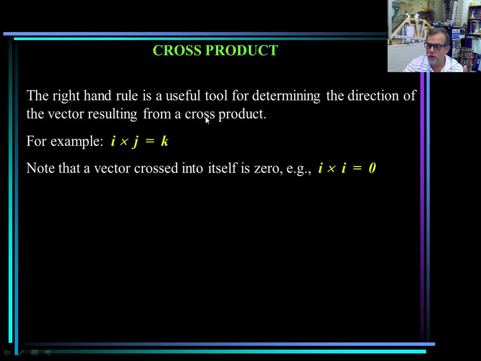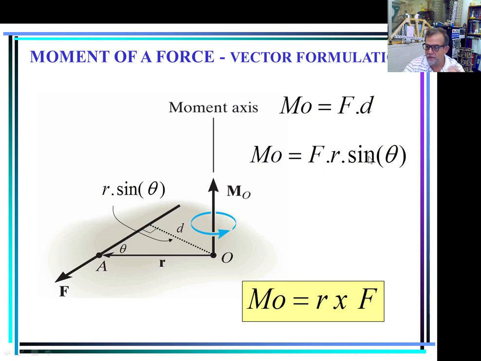And the right hand rule is used, remember that, the right hand rule, and i cross j is k and i cross i is 0 because of that equation. Remember, if we're using the same angle, i and i, the sine of theta, which is the angle between the two vectors i and i, that angle is going to be 0. Sine of 0 is 0, so when you multiply two parallel vectors, the cross product is going to be 0.